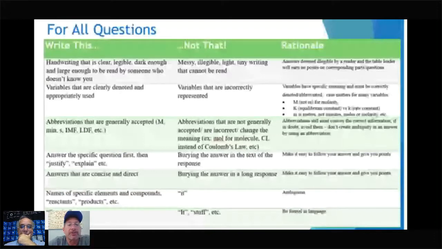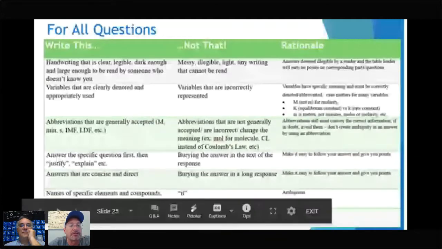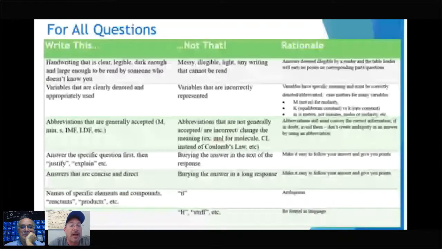Try to write down your units, okay? Once again, abbreviations, IMF, LDF, we know what that means. Yeah, and by the way, no, we won't be sitting next to each other because we're going to be in different locations this year when we grade the exam.